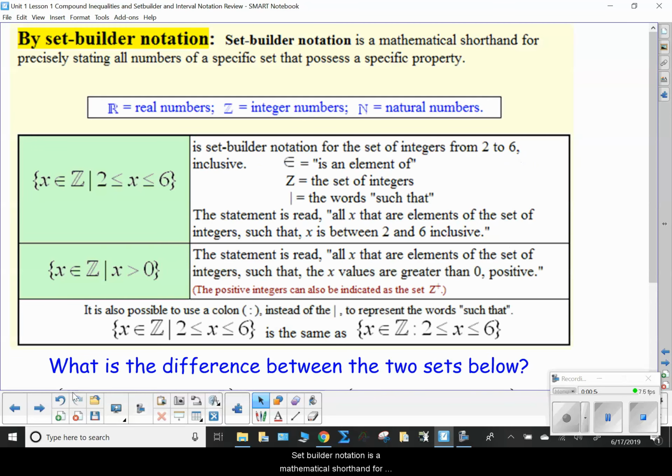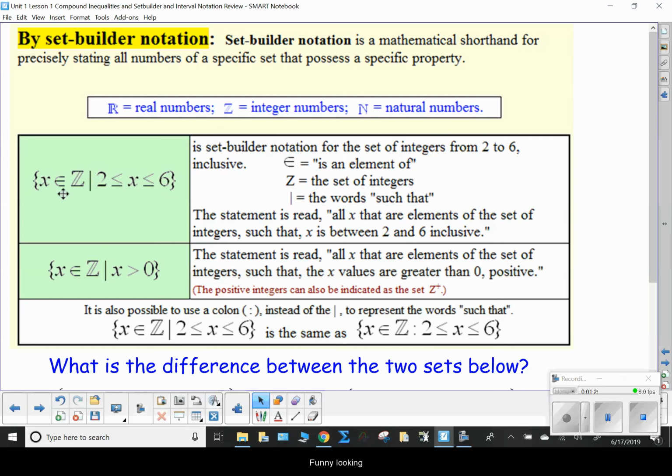Set builder notation is a mathematical shorthand for precisely stating all numbers of a specific set that possesses a specific property. R stands for real numbers, Z for integers, and N for natural numbers. These types of numbers you learned about back in pre-algebra, where you have x is an element of integers such that 2 is less than or equal to x is less than or equal to 6. The vertical line means such that.